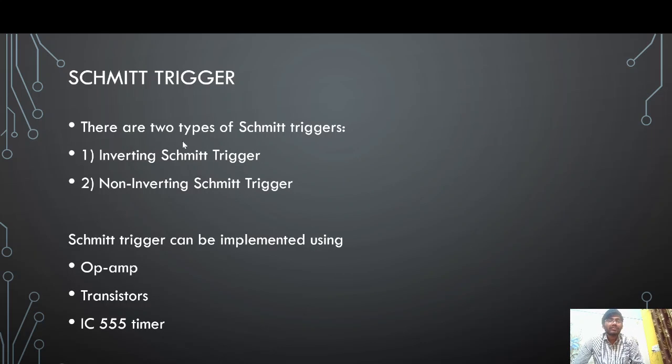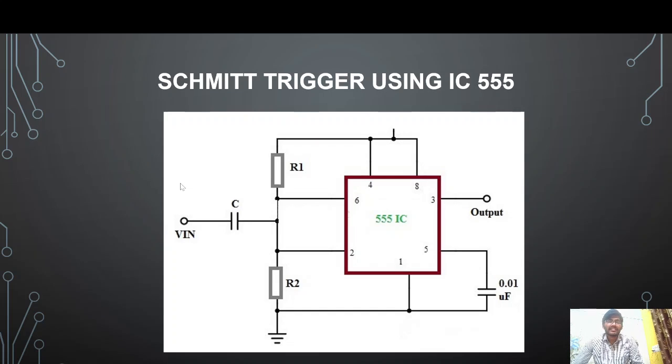There are two types of Schmitt triggers: inverting Schmitt trigger and non-inverting Schmitt trigger. A Schmitt trigger can be implemented using op amps, transistors and IC 555 timers. First, let's see the circuit of the Schmitt trigger using a 555 timer.